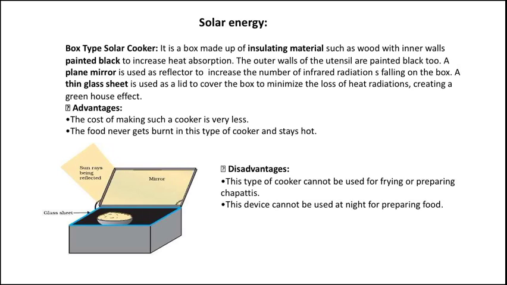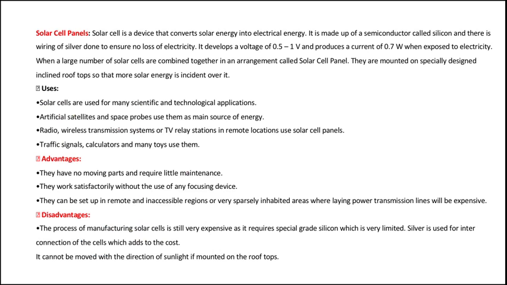So advantages of box type solar cooker: the cost is very less, the food never gets burned in this type of cooker but it stays hot for a long time. Disadvantages: this cooker cannot be used for frying or baking. This device cannot be used at night because there is no sun rays present, so energy cannot be stored inside this solar cooker. Continuing to the next, we have solar cell panel, another device used in the presence of sun, that is solar cell panel.